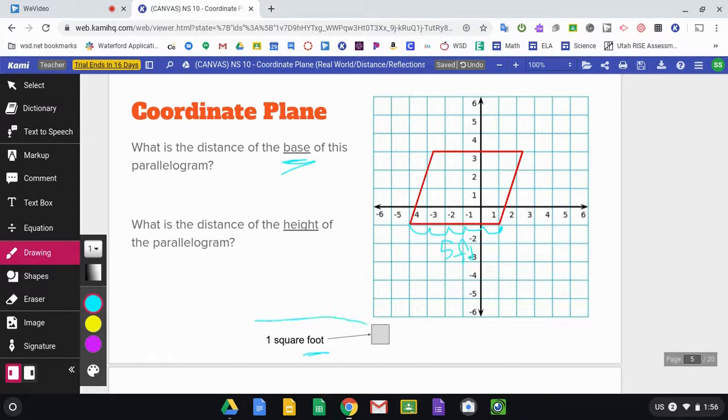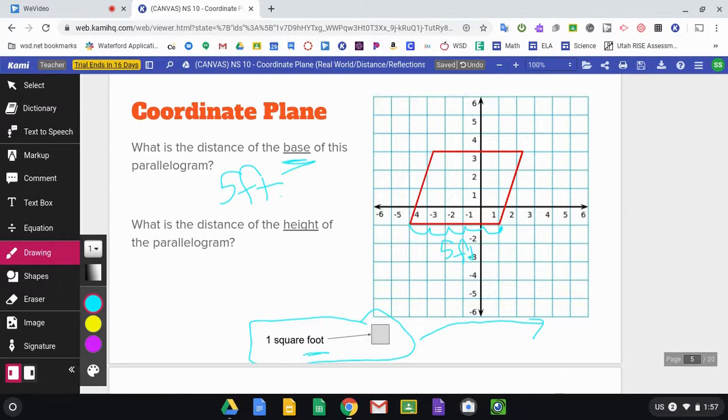Remember to look down here. Sometimes it's down here, sometimes it's over here at our key. So the base is 5 feet, right? Could I have done, okay, I have -4 on this side, positive 1 on that side.